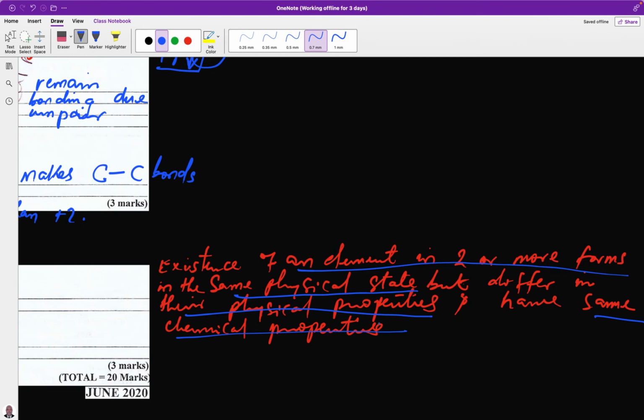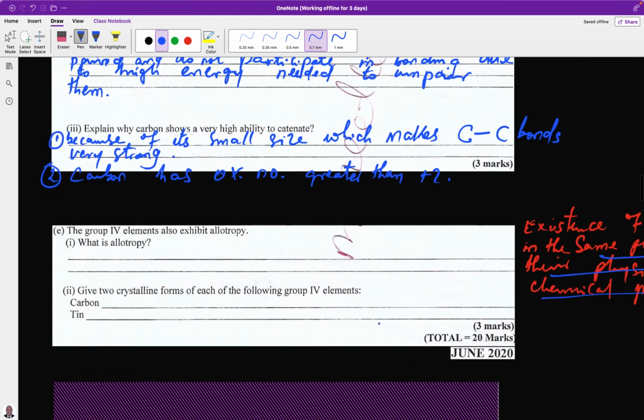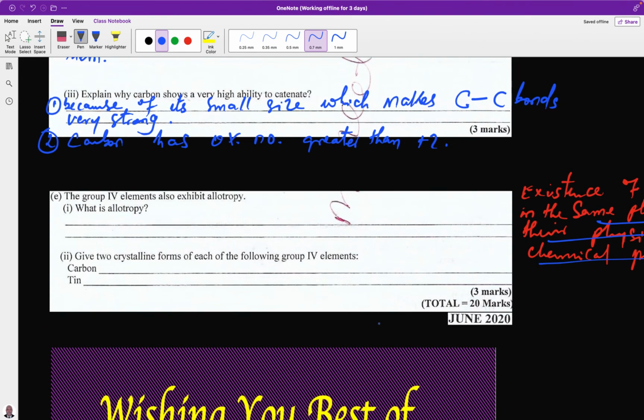Okay. In that case, you have been asked to give examples. If you were not asked to give examples, you can even give examples for the examiner, to encourage the examiner to give you more marks. So the second part of it: give two crystalline forms of each of the following group 4 elements. Carbon.